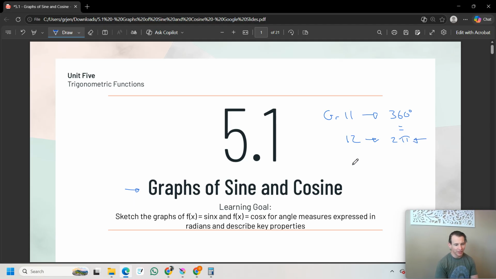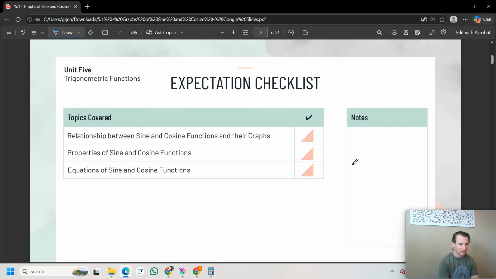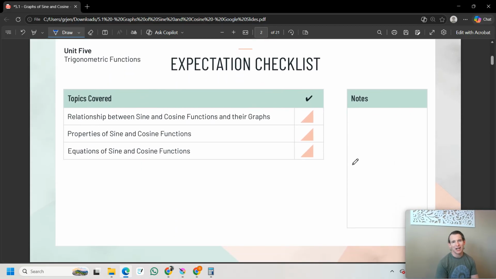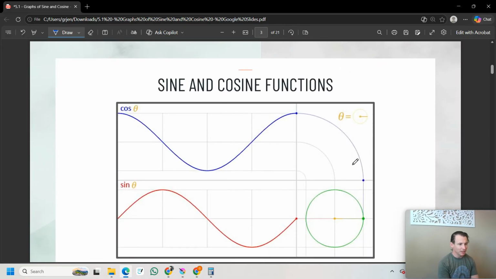So this actually will tidy up our graphs a fair bit because we don't have to worry about large numbers that are unnecessarily being multiplied by 360. Now we're just multiplying by pi. Okay, so let's dive in.